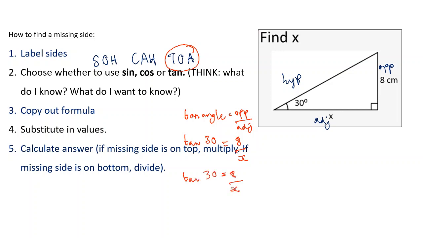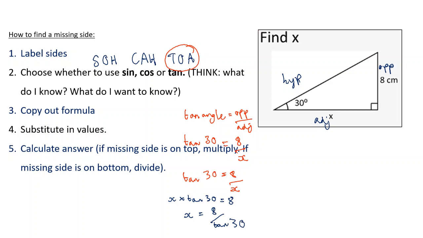This looks different to what we had on that previous example, and the fundamental difference here is that the side we are looking for is on the bottom of the fraction. So there's kind of two steps needed to rearrange it. So the first step would be to multiply both sides by x. So when I multiply both sides of my equation by x, I get x times tan 30 equals 8. Then to find what x is, I need to do the opposite of timesing by tan 30, which is dividing by tan 30. So x equals 8 divided by tan 30.